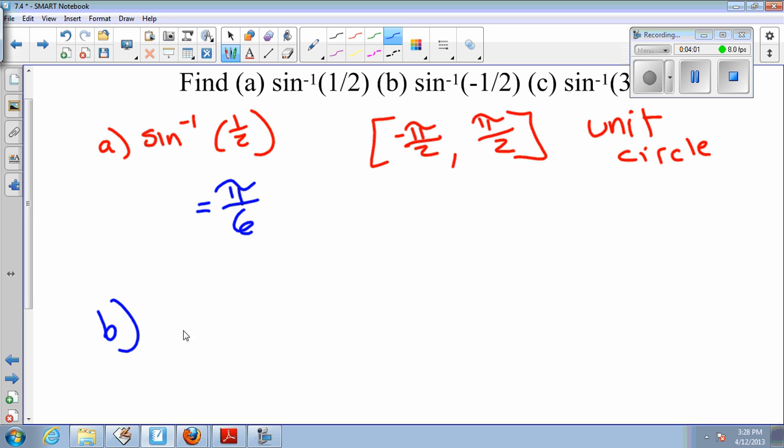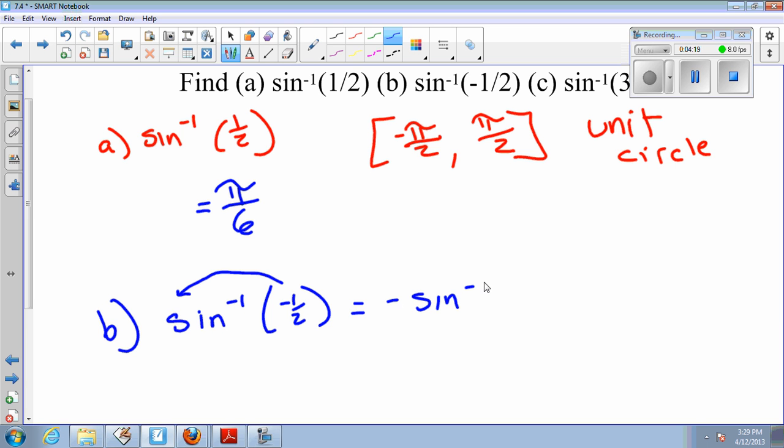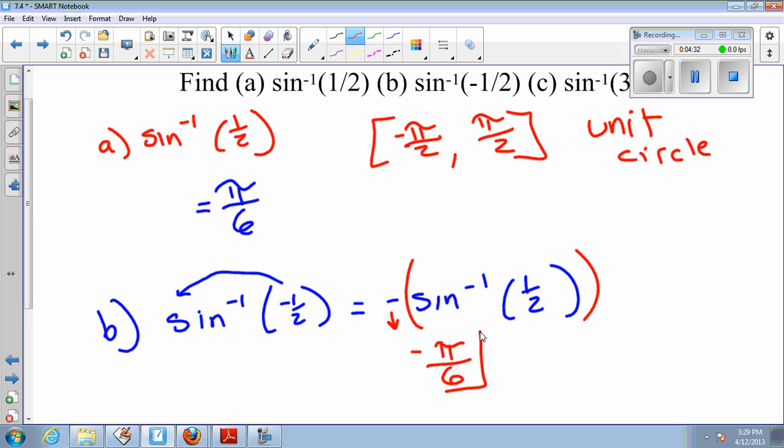So now, for sine inverse sine of -1/2, we know from our earlier properties with negatives, we can take the negative and move it to the front. Negative sine inverse of 1/2. And we know that the inverse sine of 1/2 is pi/6 from the previous problem. Bring down the negative, and it is -pi/6.